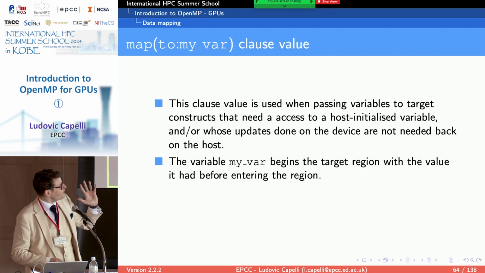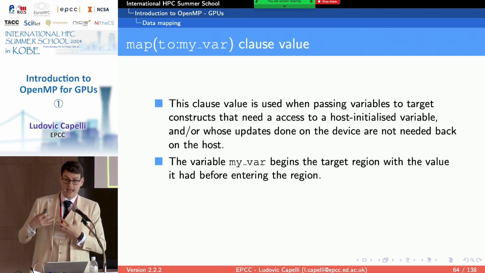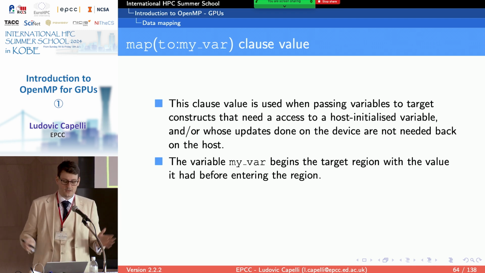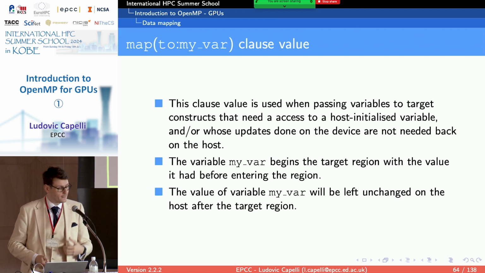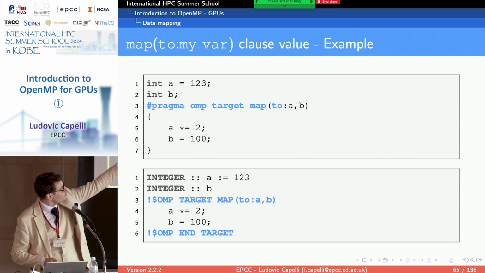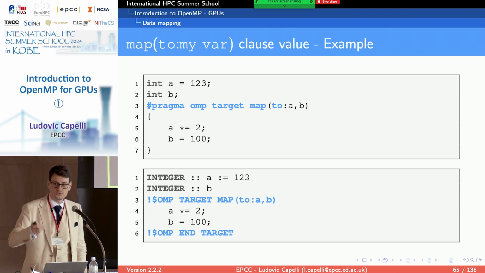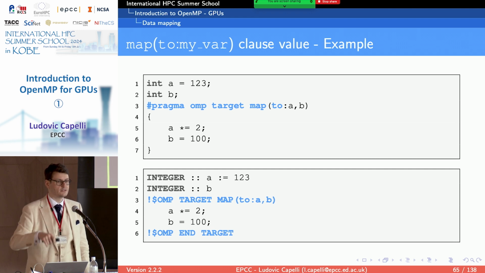So the value at the start is the one that the variable you give had. That's good. But you'll never bring it back. So how to do it? Simple. OMP target map to, and then your variables. Same thing. If you want to change variables, you put little commas, and that's it. Done.